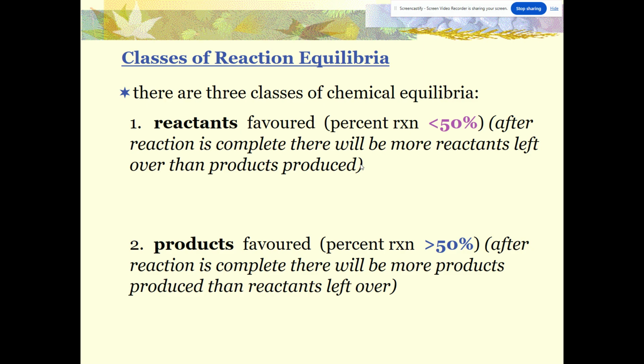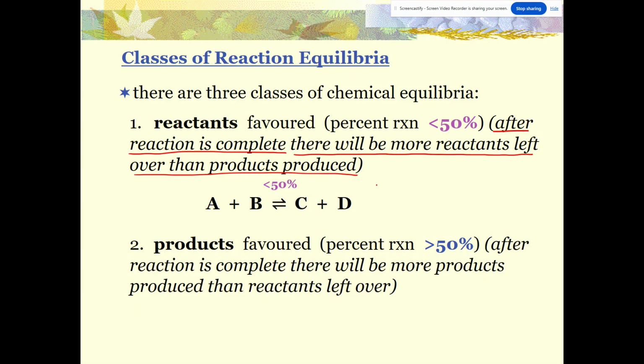Now, there are three classes of equilibria. First of all, it can be something that we call reactant favored. A reactant favored we show by writing a less than 50% above the double arrow. This means that after the reaction has gone to completion, remember again though, at completion, it appears like the reaction has stopped, but it is still happening at forward and reverse rates. It's just that the amount of everything is now constant. There will be more reactants left over than products being produced when it is reactant favored.